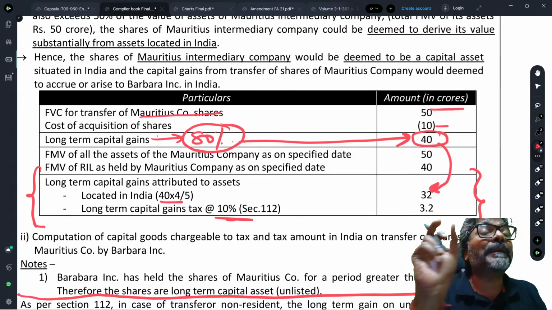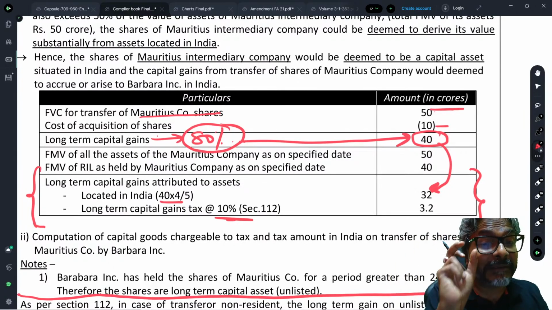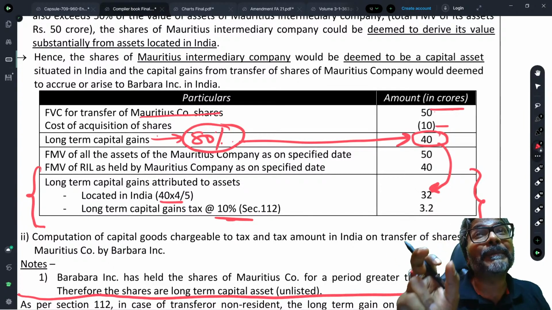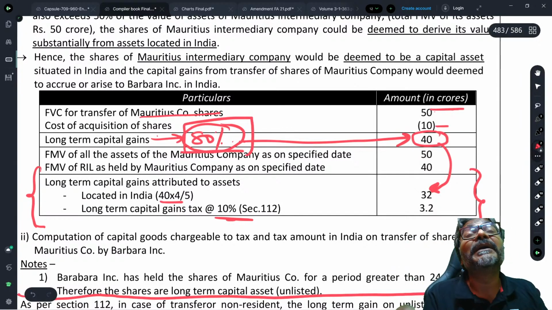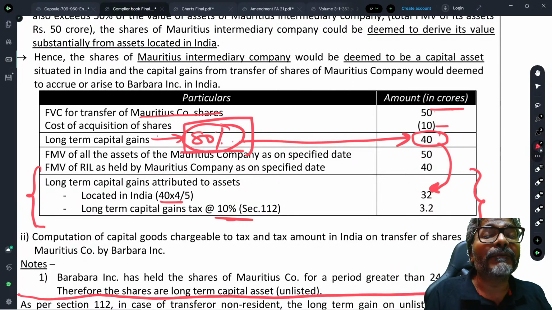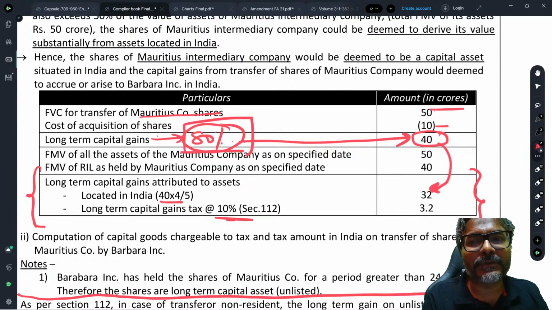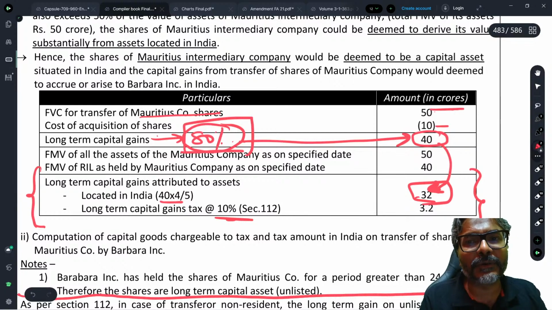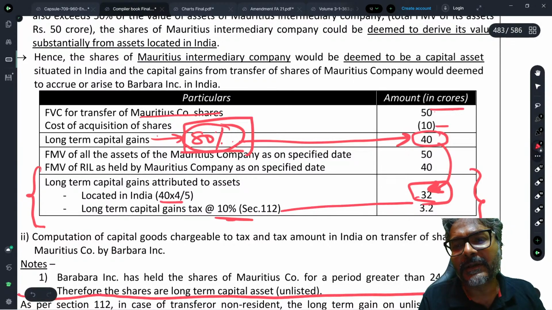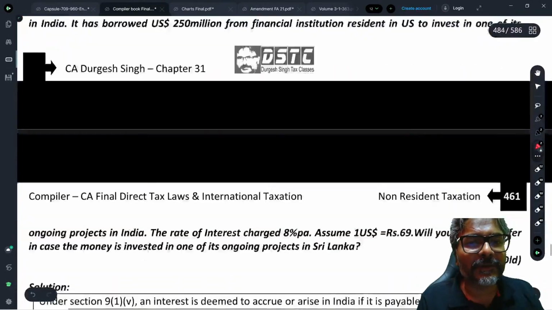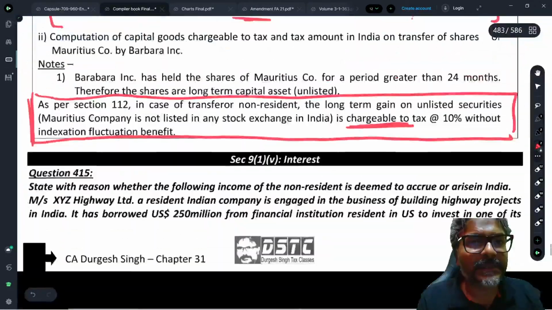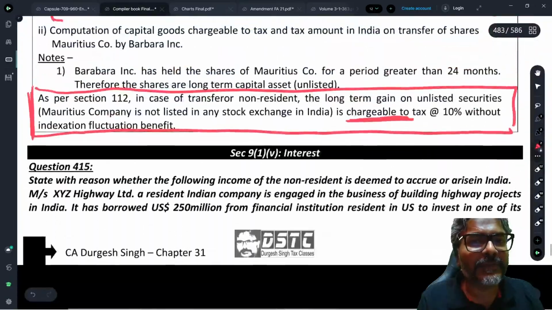So whatever capital gains, students, that you calculate, be very careful on one thing, that on those capital gains you only apply the ratio. Which ratio? The proportion on which it is deemed to accrue in India. And the proportion is how much, students? The proportion is 80%. So 80% would be 32 crores, and on that 10% will give rise to 3.2. And this is how the things have to be looked upon. Fine, students. We have done with this particular point.